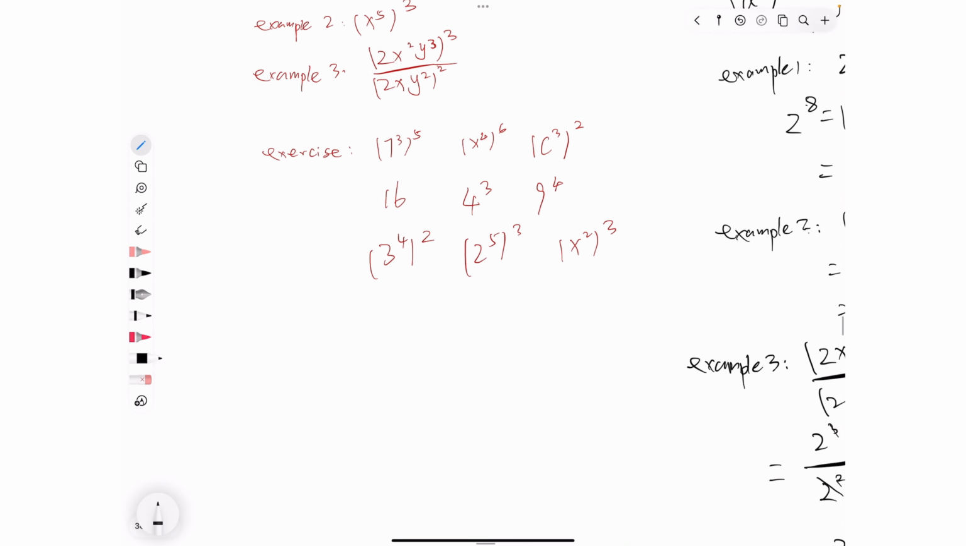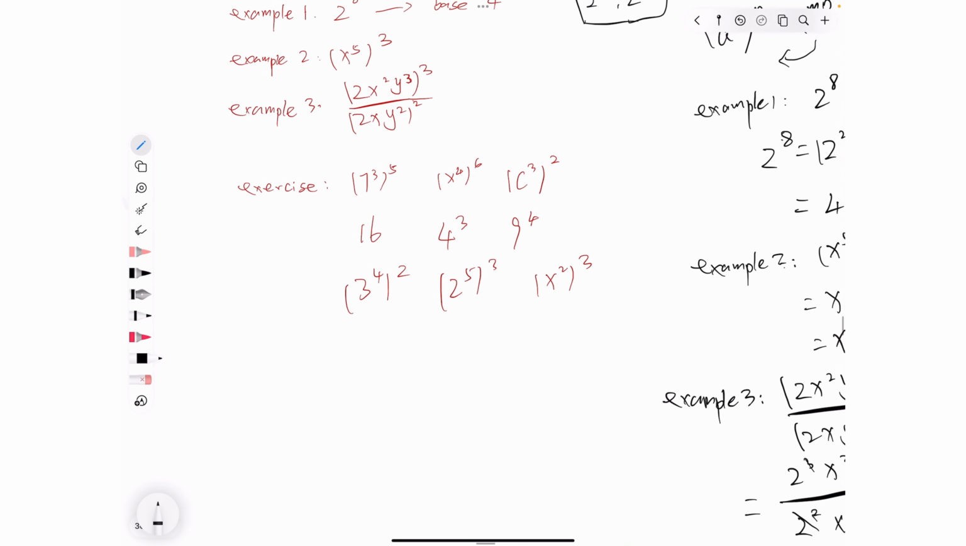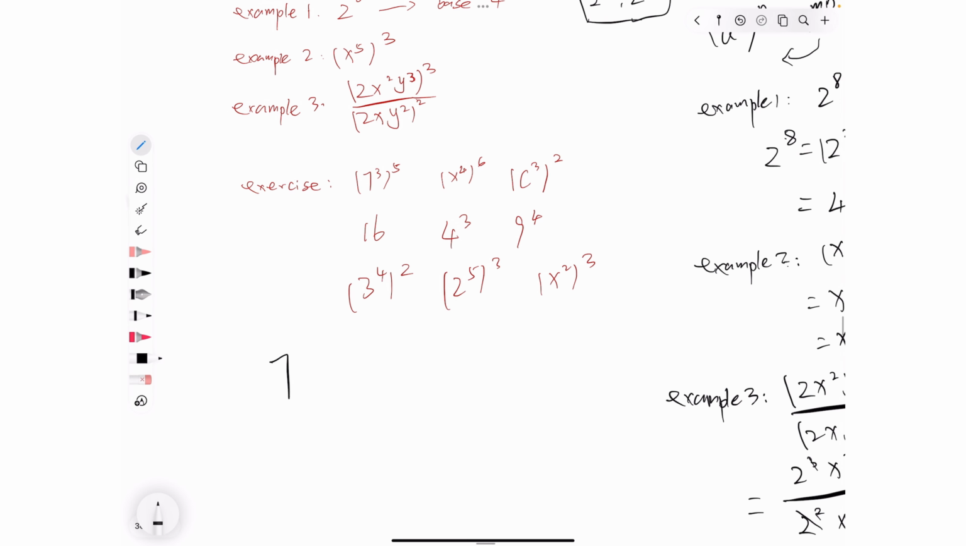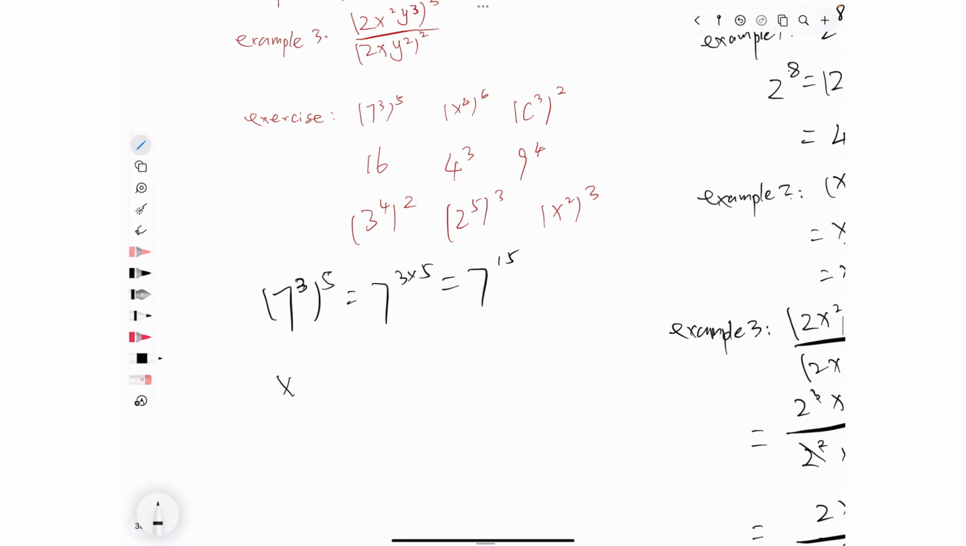Let's look at a few exercise questions. So we have 7 to the 3, to the 5. That'll give us 7 to the 3 times 5. It'll be 7 to the 15. x to the 4, then to the 6 will be x to the 4 times 6. So it's x to the 24. c to the 3 squared equals c to the 3 times 2 equals c to the 6.